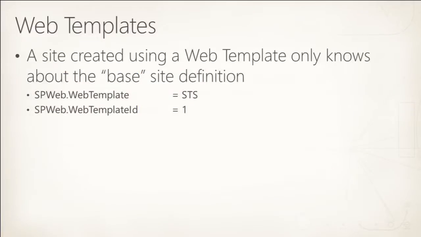This is what I just said. A site created using a web template will only know about its base site definition. And you can request that information by using the SPWeb.WebTemplate and the SPWeb.WebTemplateId properties. So it's funny, it calls it web template, but this is actually the site definition and not the web template, that information that's in there. So STS is the out-of-the-box team site, and the 1 is the ID of the out-of-the-box team site.